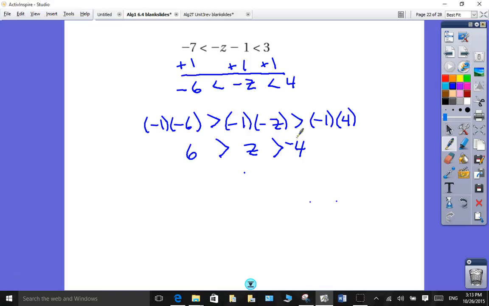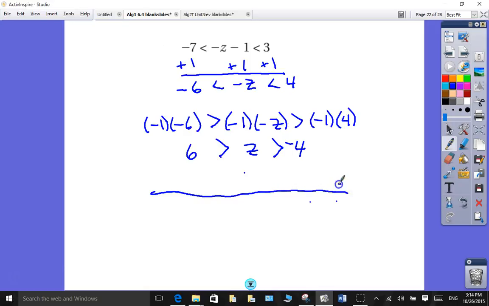Okay, make sure that the number on the left now makes sense. If 6 is greater than z and z is greater than negative 4, it should be true that 6 is greater than negative 4. That's called the transitive property. And in fact it is. If you make mistakes in here, then that might be someplace you see it. Like if I didn't flip these signs, it would be telling me that 6 is less than negative 4, and that's not right. But this is correct.